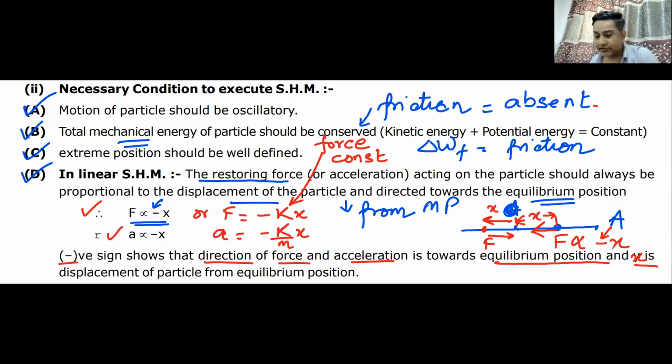What all things we have seen here? What are the necessary conditions for executing SHM? It should be oscillatory, friction should be absent, energy should be conserved, extreme position should be defined, and force must be directly proportional to negative of the displacement. Please note it down. I'll give you a minute.